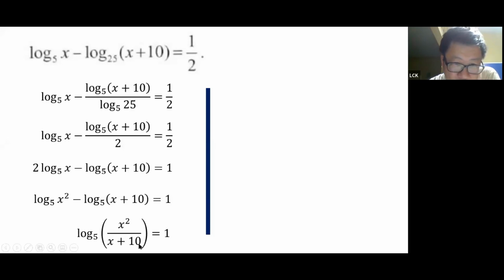So once I have converted to base 5, I can do this equals to 1, and now that I can introduce this 5 to the power of 1 here. So x squared over x plus 10 equals to 5 to the 1. So how do I get 5 to the power of 1? 5 comes from there, base, and 1 becomes the power. Remember 5 is the base. 5 appears at the bottom. Remember, at the bottom, at the basement, that's your base. 5 is your base. 1 is the power.